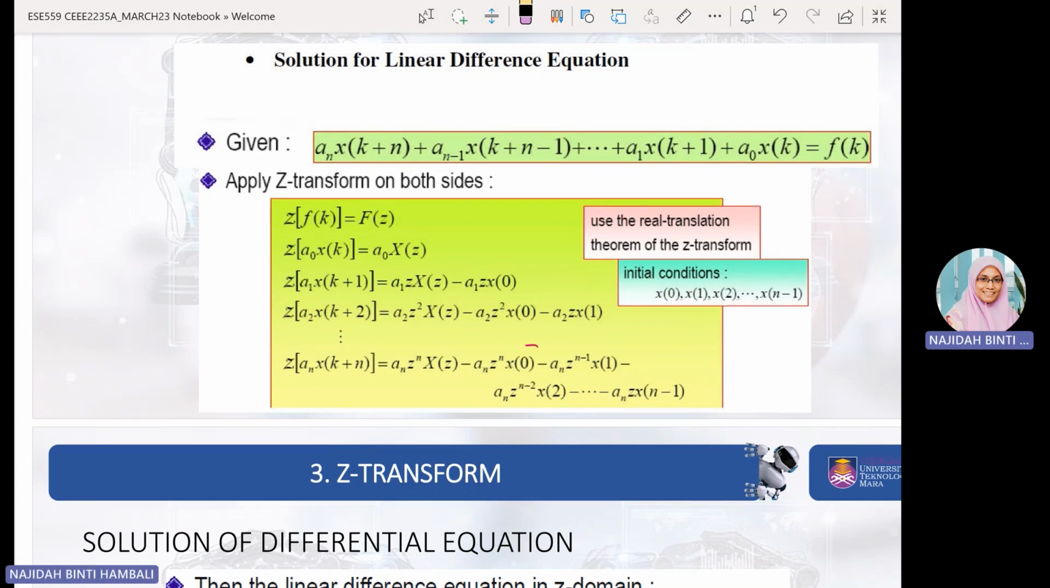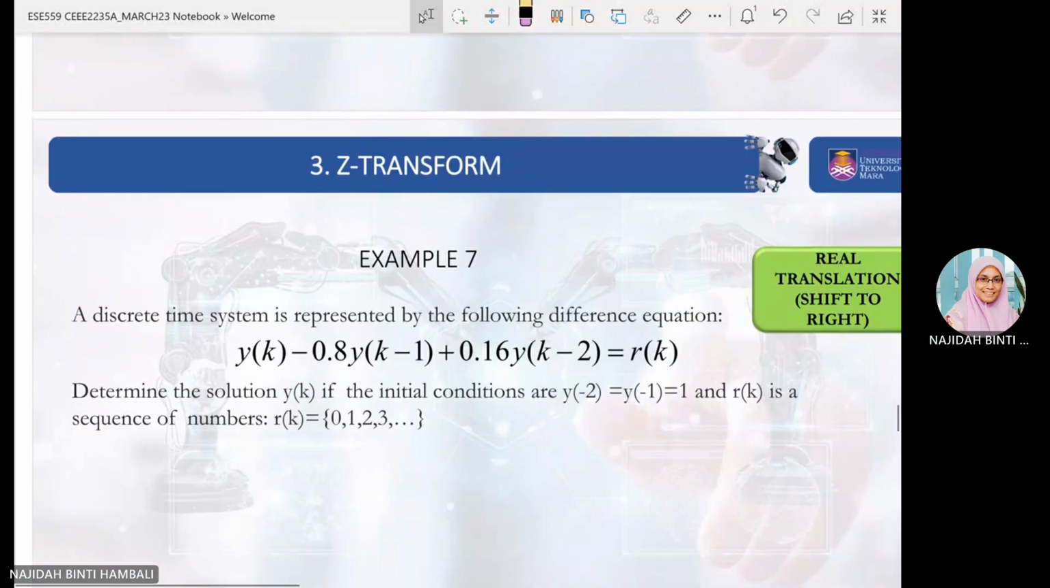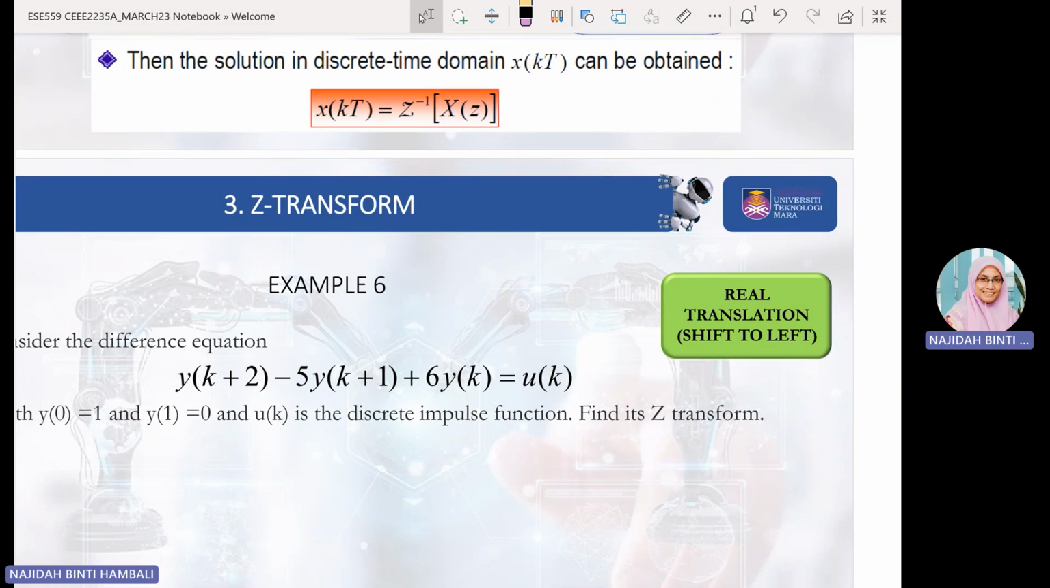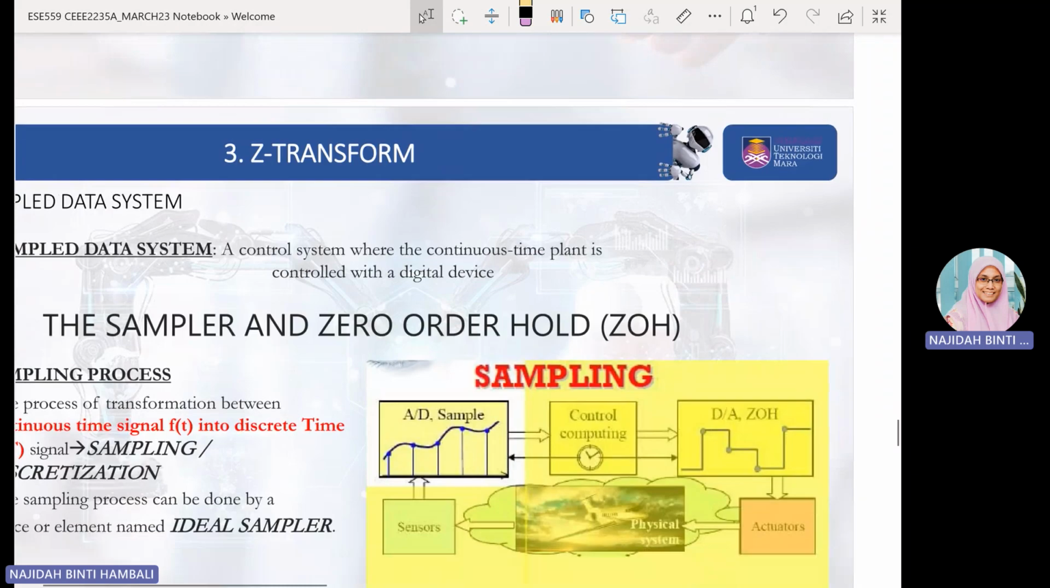Ni yang initial condition yang nanti you kena consider. So kalau untuk subjek DSP, dia akan bagi nilai initial condition, masukkan balik dalam you punya equation, baru kira the whole equation for the final answer. Saya tak nak go through this one. So, shift to the right, shift to the left, K plus 1, maksudnya K sama dengan negatif 1. Shift by 1 to the left. K minus 2, maksudnya K sama dengan positif 2. Shift by 2 to the right. Ingat example yang baru ni? Okay, kita tak tanya tu.